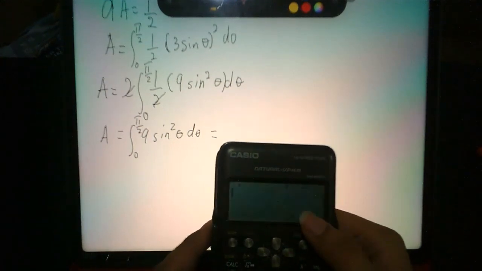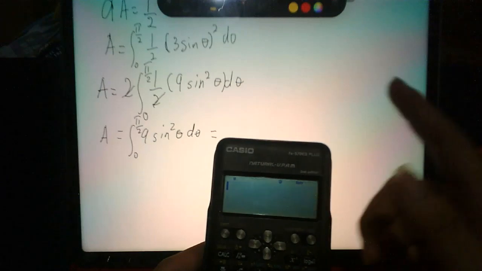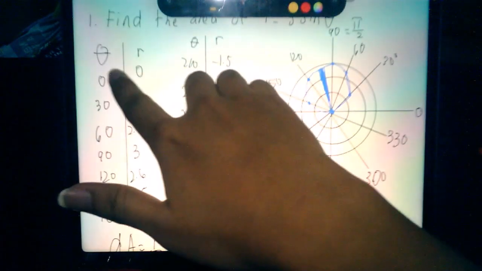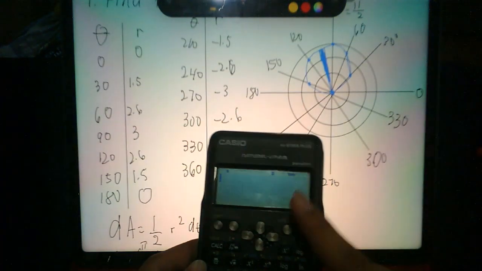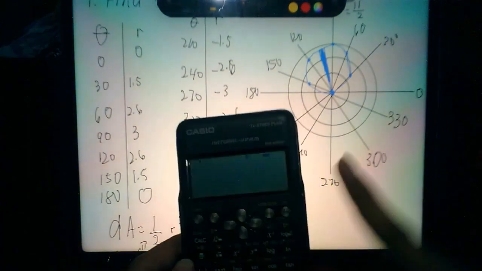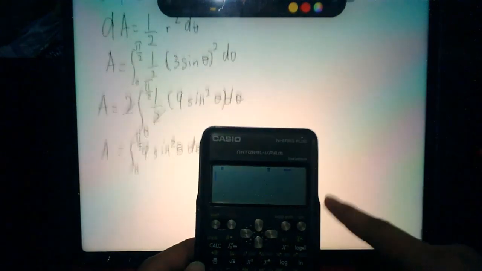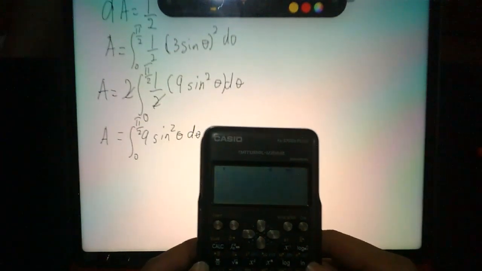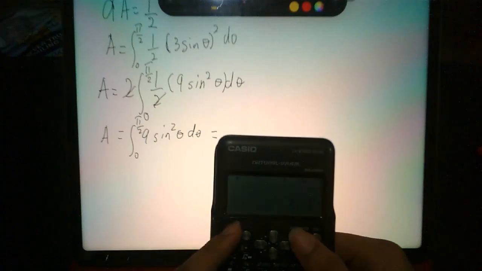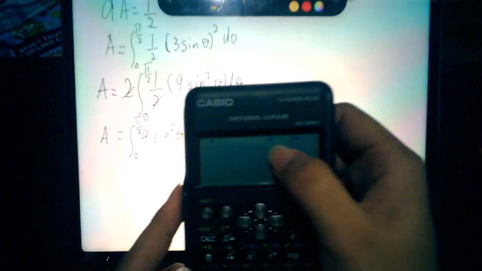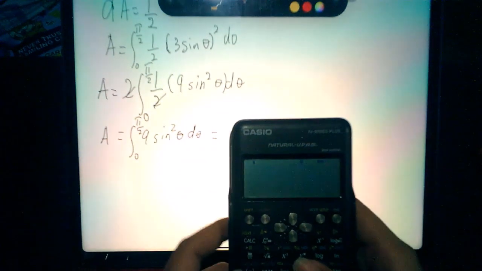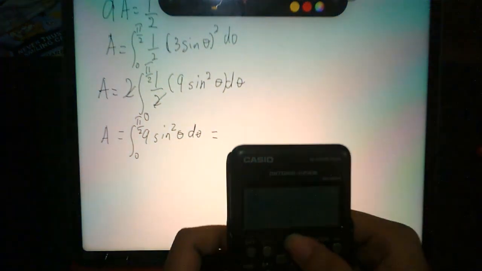So as I said earlier, when finding each value of the polar area, we need to put our calculator into degree mode, and while finding the integral, we need to put our calculator into radian mode. So let's do that. Mode radian. So our mode now is radian. Now we are ready to integrate.